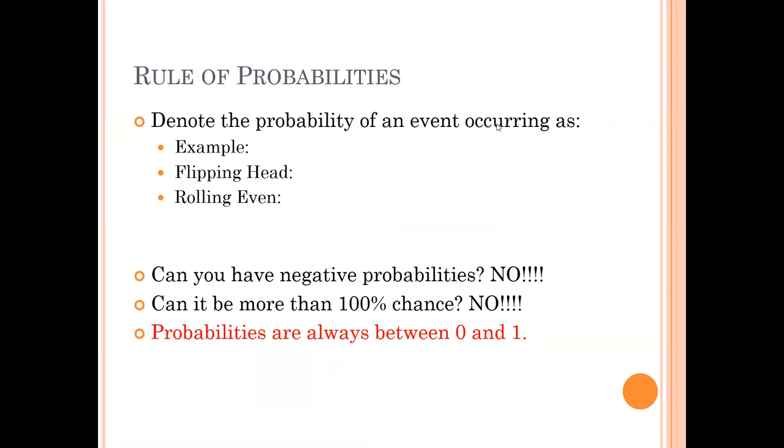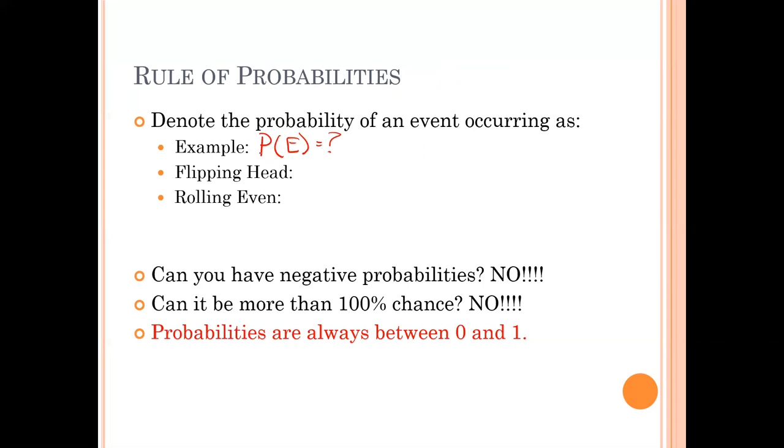Okay, so we have rules of probability here. We denote the probability of an event occurring like this: probability of some event E. This doesn't mean P times E, or PE. It means the probability of this specific event E.